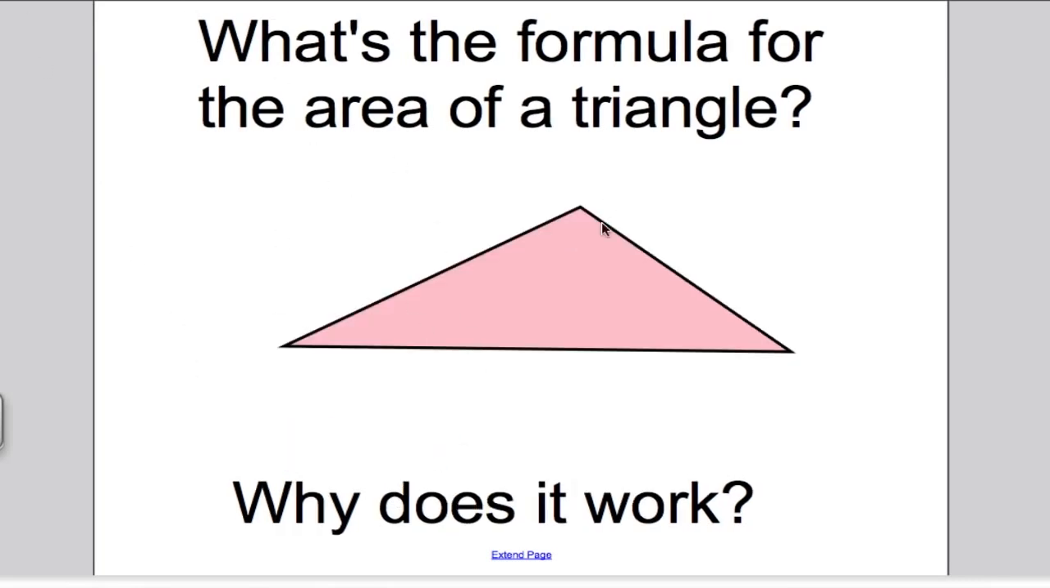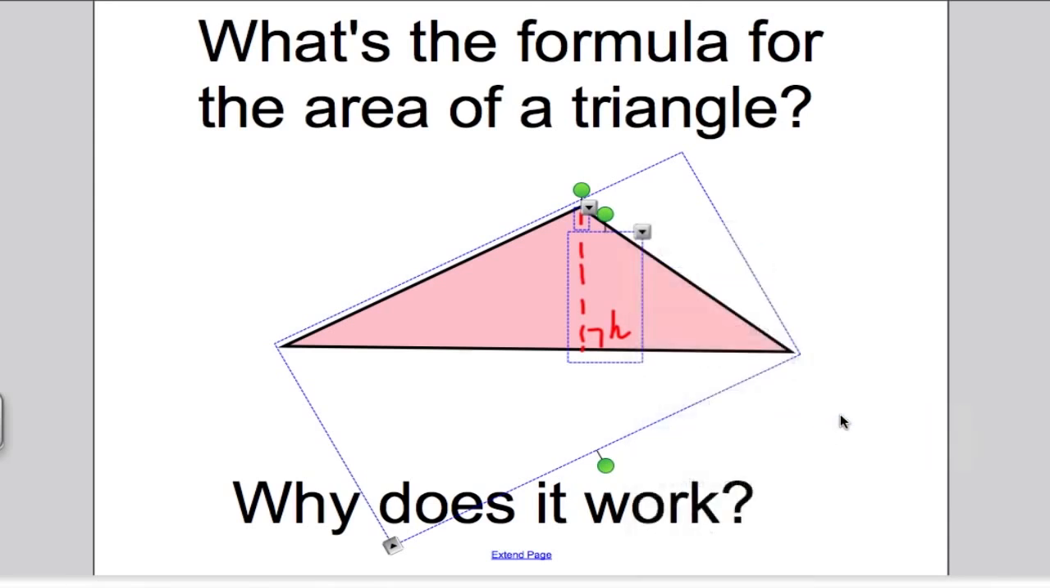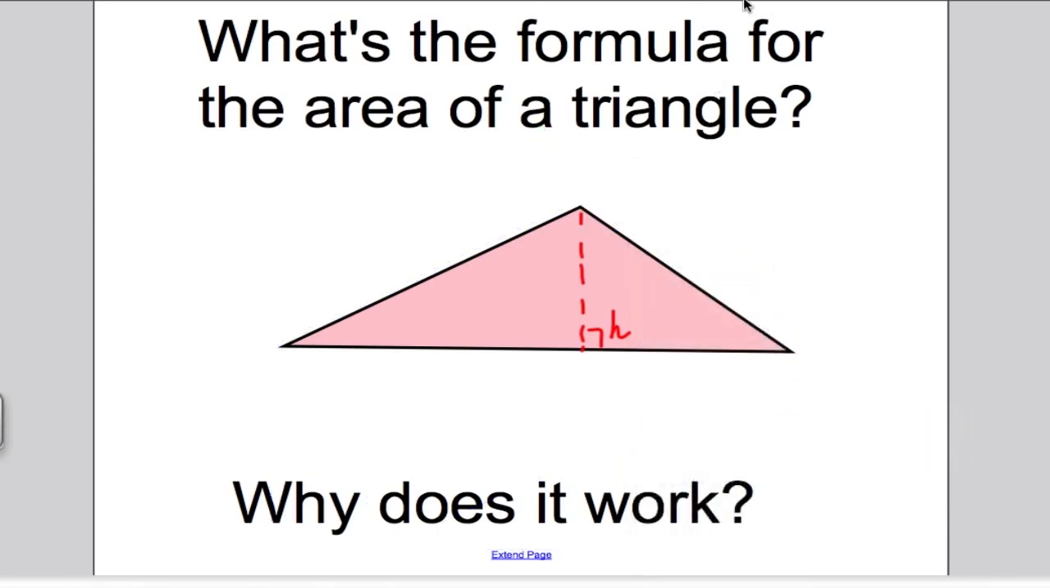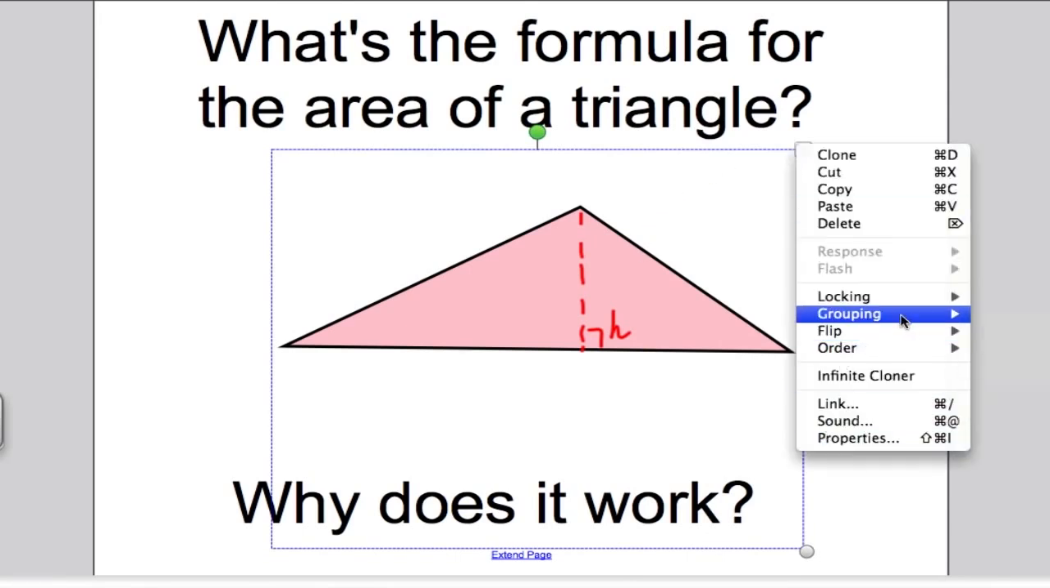Okay, what about this here, a non-right angled triangle? Let's assume you know the perpendicular height here. You know that height h. What's the area of that triangle there? Well, again, it's base times height divided by 2. Why does that one work? Well, for the same reason.